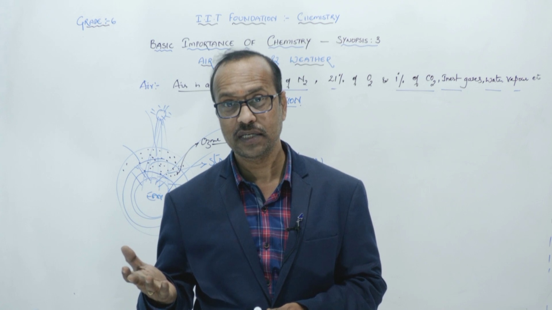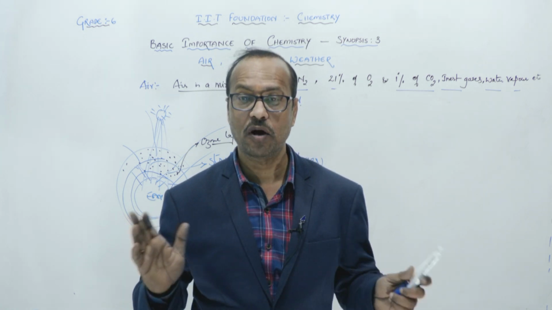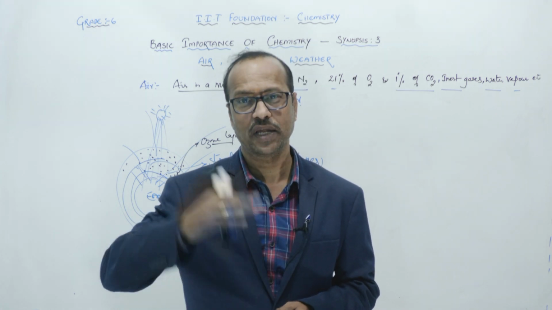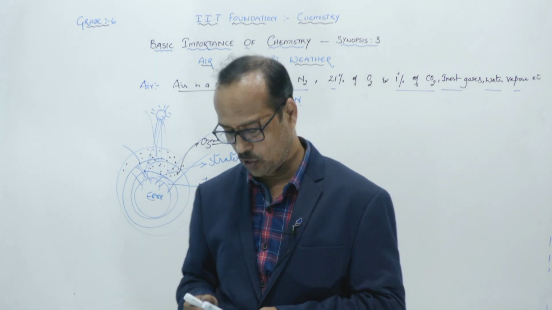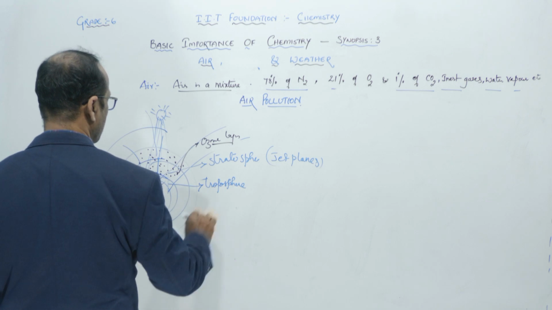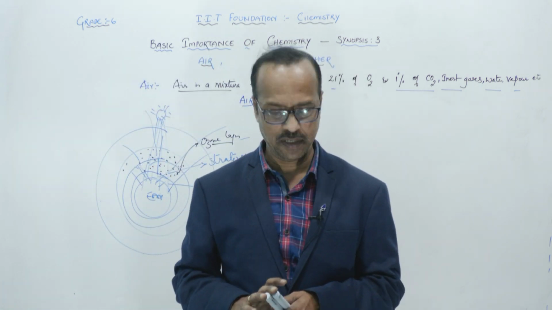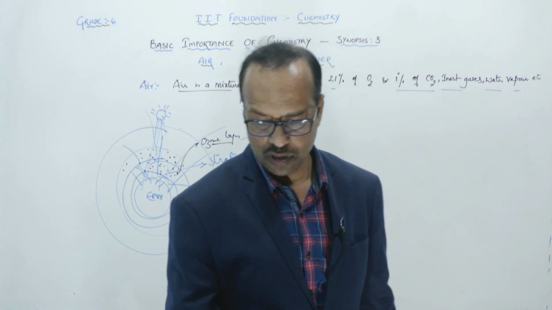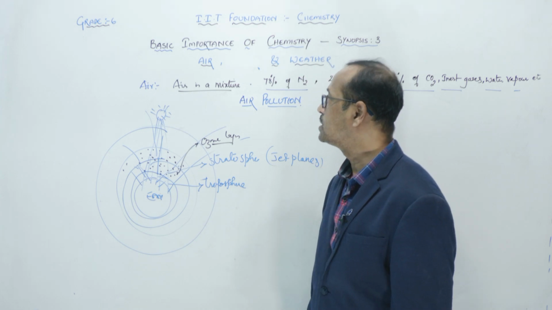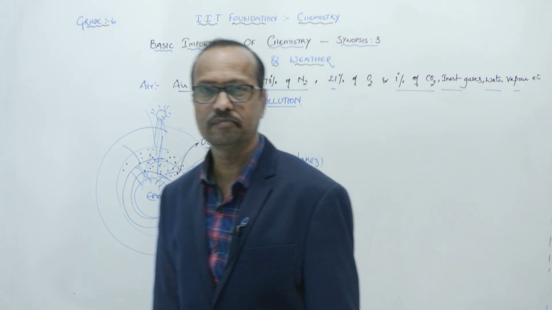Above that, the ionosphere is there, where the particles are present in the form of ions, and then the exosphere. The exosphere is very high, nearly 500 kilometers above the earth. So with this we completed this synopsis 3, that is air and weather.